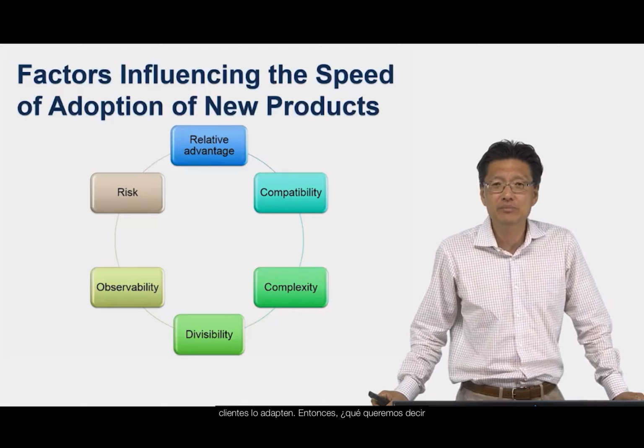And one of the key things that concerns managers is, once they introduce a new product, how quickly and how easily is it going to be diffused in the market, and what can companies do to make the products easier for customers to adopt? So this slide shows you 6 factors that facilitate the adoption of new products by customers.